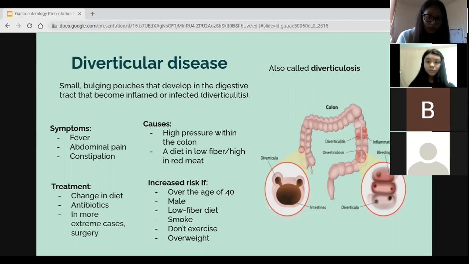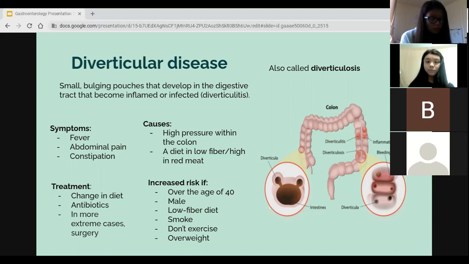Some causes include high pressure within the colon, or a diet low in fiber or high in red meat. Therefore, as a treatment, medical professionals advise to limit red meat and eat a diet high in fiber, fruits, and vegetables. Other forms of treatment include antibiotics in pill form, or PO, or intravenously, or IV. Serious treatment like surgery is usually not needed unless there is inflammation, which again is known as diverticulitis.